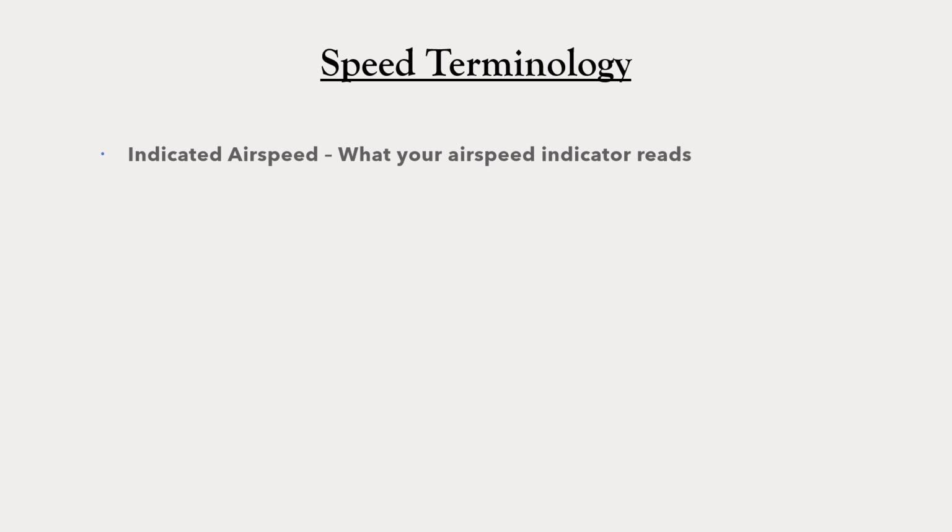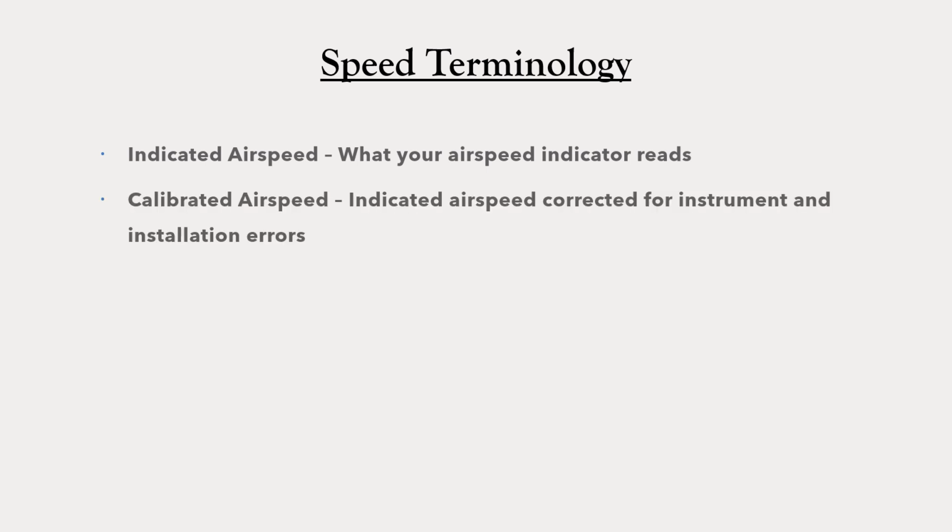Just like we did for altitude, for speed we also have different terminology. So indicated airspeed is exactly what it sounds like. It's what your airspeed indicator reads. Calibrated airspeed is correcting the indicated airspeed for instrument errors or installation errors.